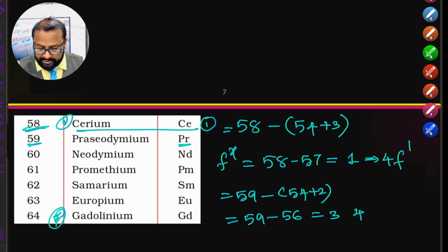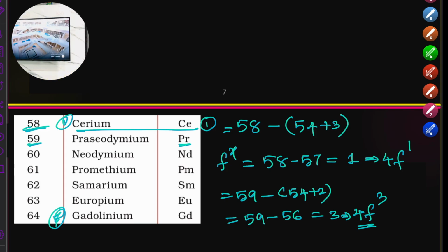So there will be 4f3, 3 electrons are present in it. In this way, you can calculate. So in this way, you can calculate for any lanthanide ion. Let's continue further.